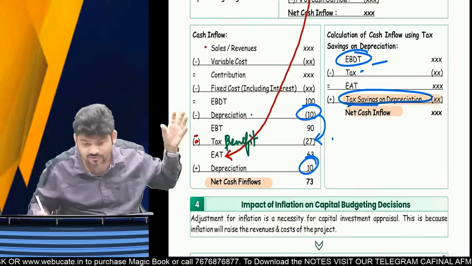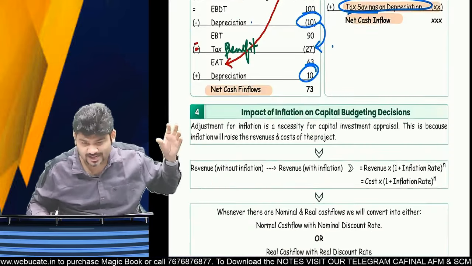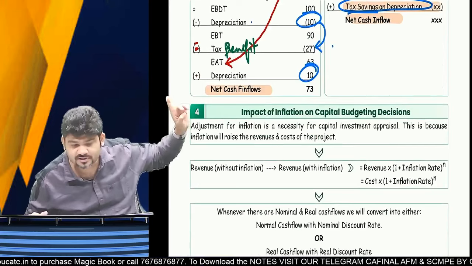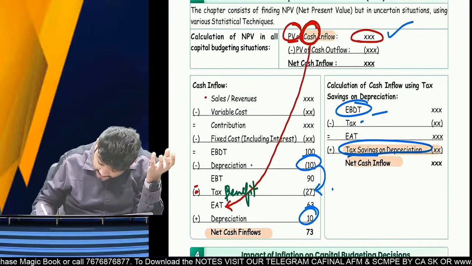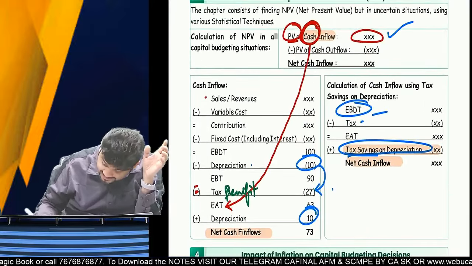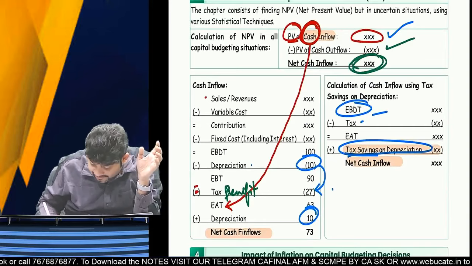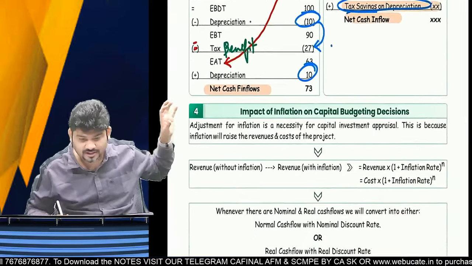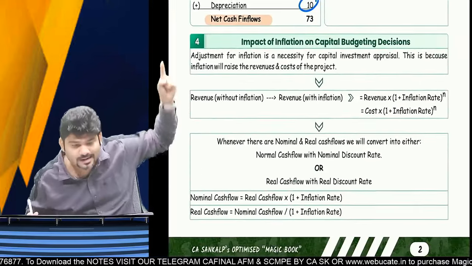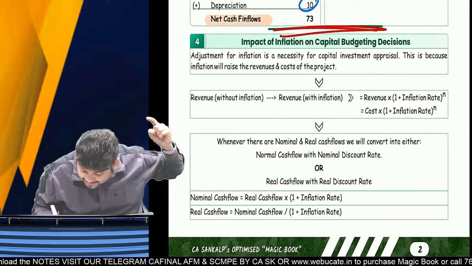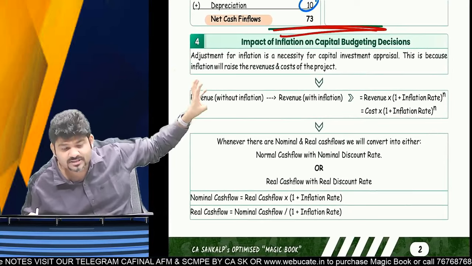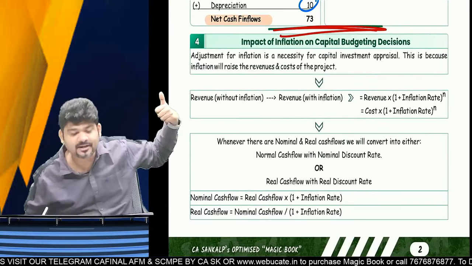This cash inflow, we will discount it at the discounting factor given in the question, and we will get the present value of cash inflow, which is required here, less present value of cash outflow, which will be directly given, we will get the net cash inflow. Are we clear, everybody? Yes, sir. Now, this was the basic which we already had studied in our intermediate level. Now comes the impact of inflation on capital budgeting decision.